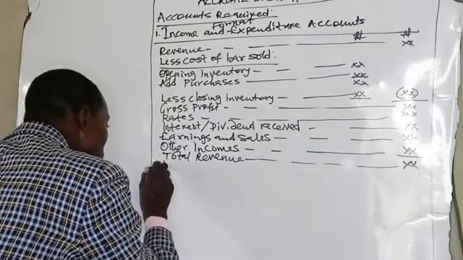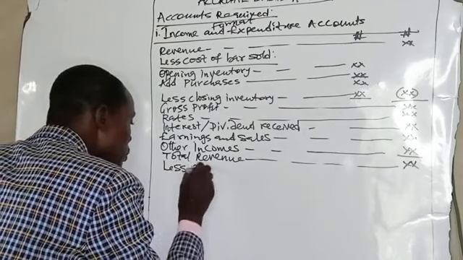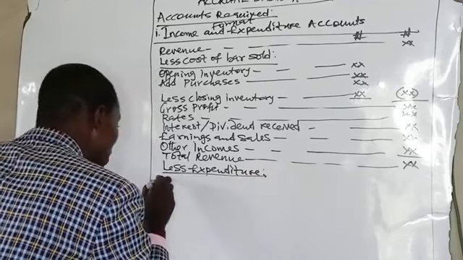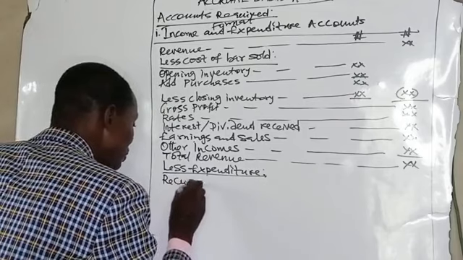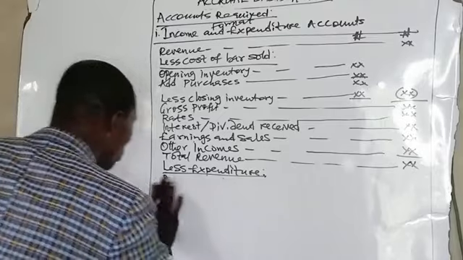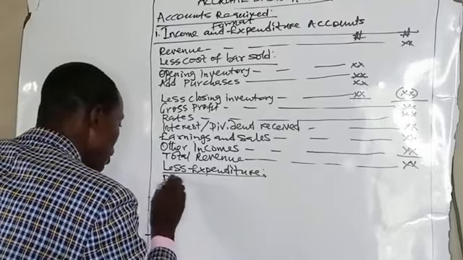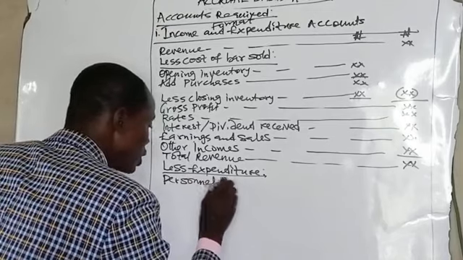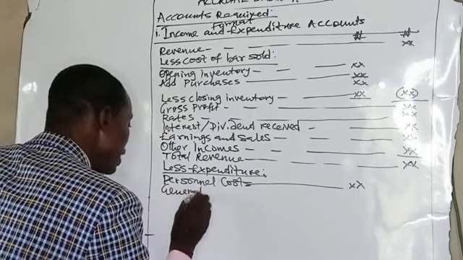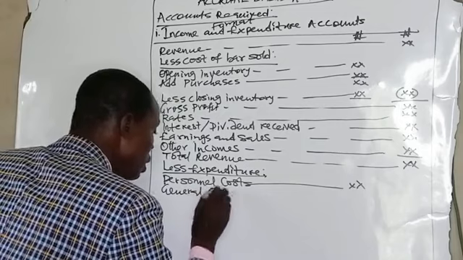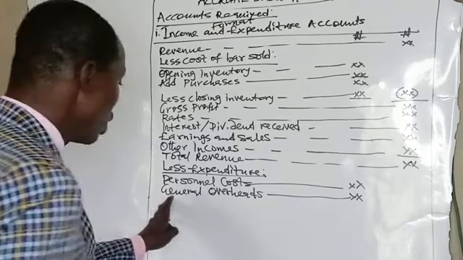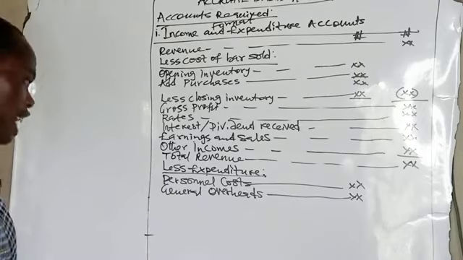Then now less expenditure. Remember, I categorized the expenditure into recurrent expenditure, and the recurrent expenditure was divided into two: the personnel cost and general overheads. In that video, I gave the breakdown. The second category of expenditure I gave in that video is capital expenditure.